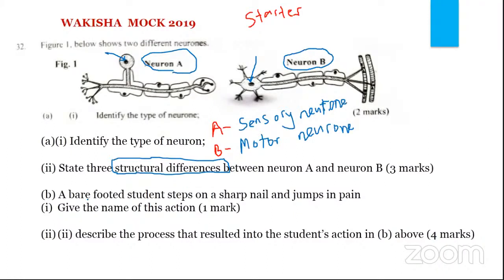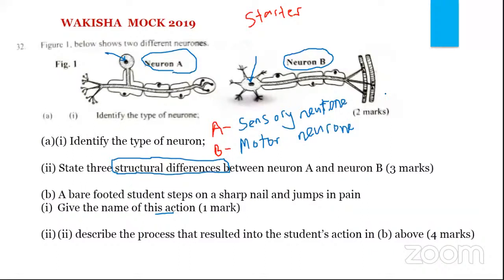Then a barefooted student steps on a sharp nail and jumps in pain. Give the name of this action. A barefooted student steps on a sharp nail and jumps in pain. Give the name of this action.